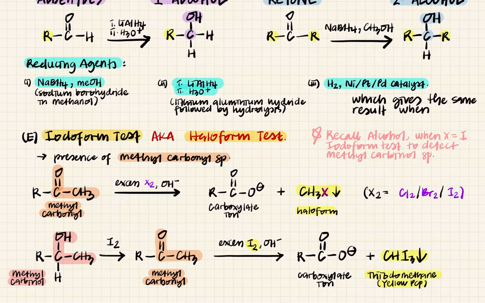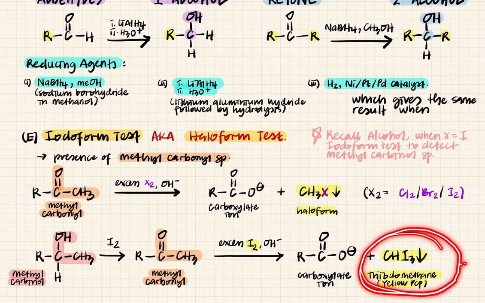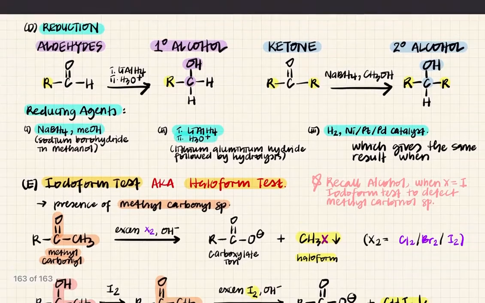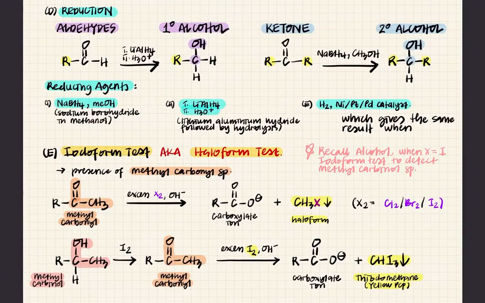When you react with I2 in the iodoform test, you will get triiodomethane, a yellow precipitate, like in the alcohol part. As I said in the alcohol part, it can detect the presence of the methyl carbonyl group and the methyl carbinol group. Okay, we're done with carbonyl.